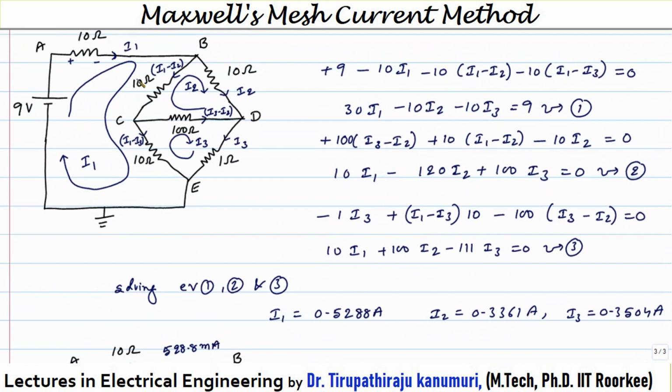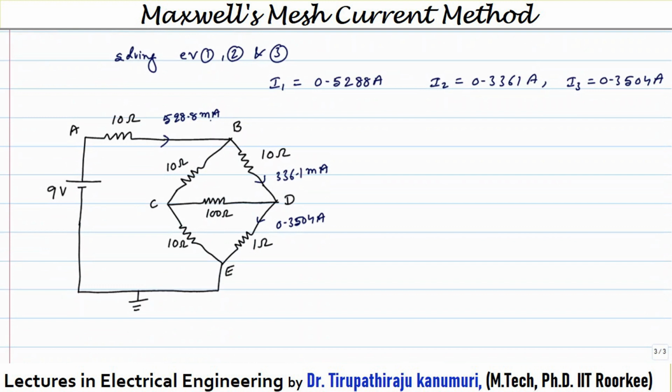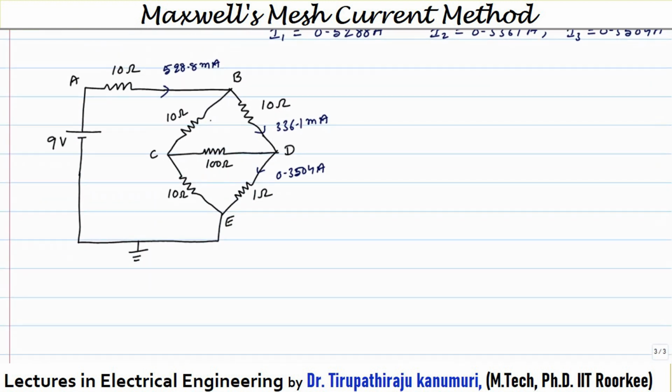If you want to find the current through any other element, how to calculate? For example, this 10 ohm resistor will be I1 minus I2. You got I1, I2, from that you can calculate. Similarly, through this current will be I1 minus I3. Similarly, through this it will be I3 minus I2. Just apply accordingly and you will get it. While applying, if the sign is coming negative, that means the actual current direction is opposite to what we have assumed. So in that way we have to calculate.